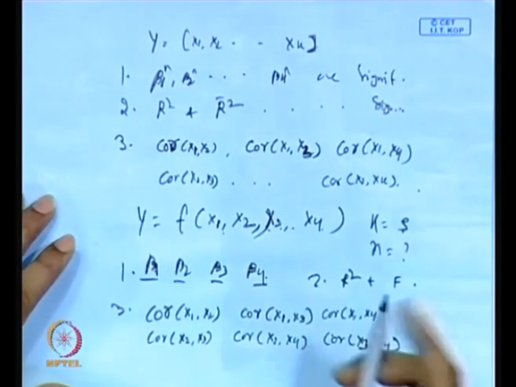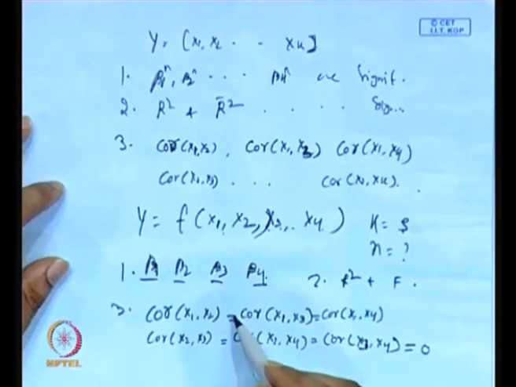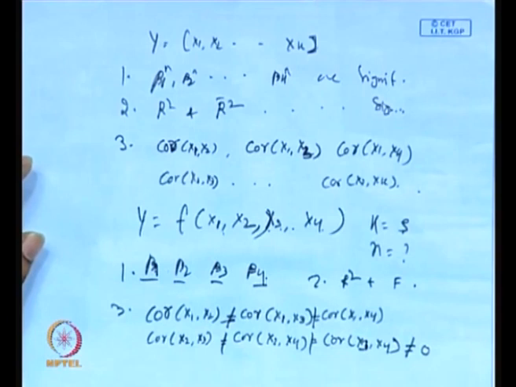By any chance, if all these values are equal to 0, then there is no such multicollinearity issue. So, this problem is absolutely free from multicollinearity. However, they may not be equal to 0, obviously. So, if they are not equal to 0, then obviously it is a serious problem. But you remember one thing.